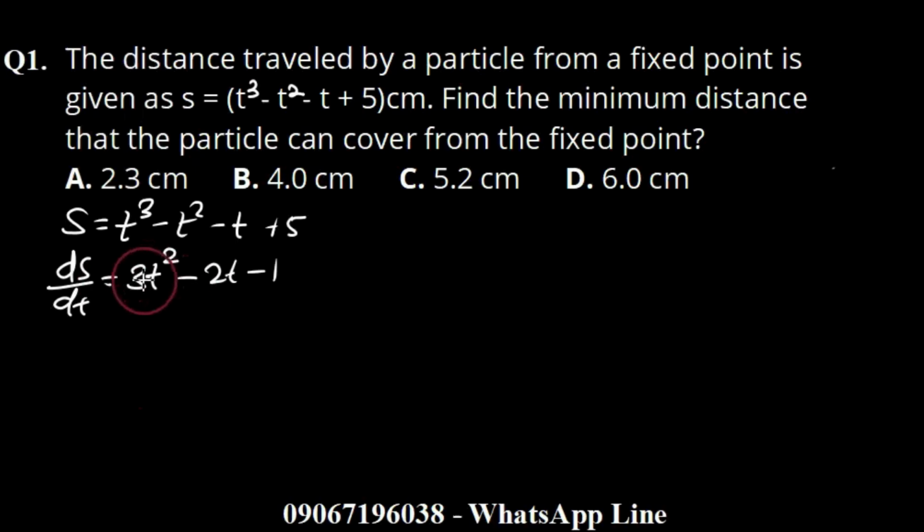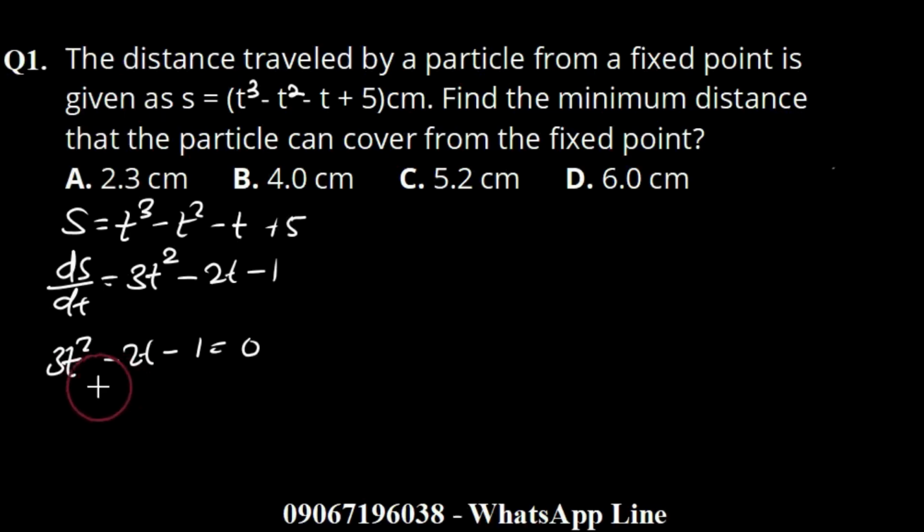Now, having this, if we need to find the minimum distance, then we are going to equate this to 0. Remember that ds over dt gives us the velocity, so we're going to equate this to 0 and solve for the values of t. Doing that, this becomes 3t squared minus 2t minus 1 equal to 0.